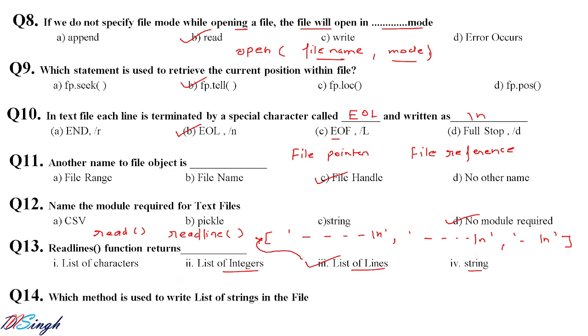Let us see the 14th question. Which method is used to write list of strings in a file? Okay, list of strings, how can you write inside the files? For that purpose you have the writelines function. Which function you have? Writelines, to write the list of strings inside the file. So the writelines function is available for you inside the text file.